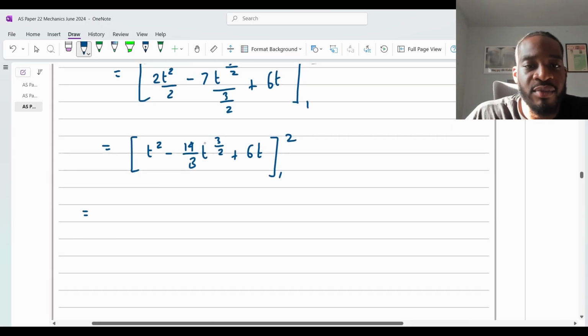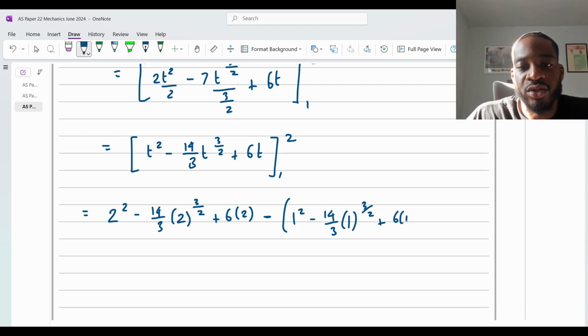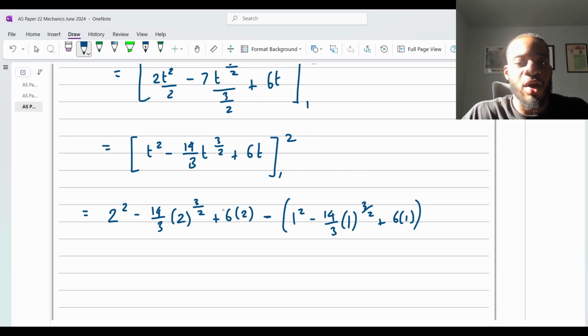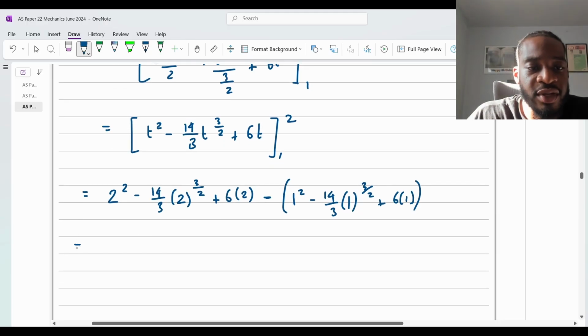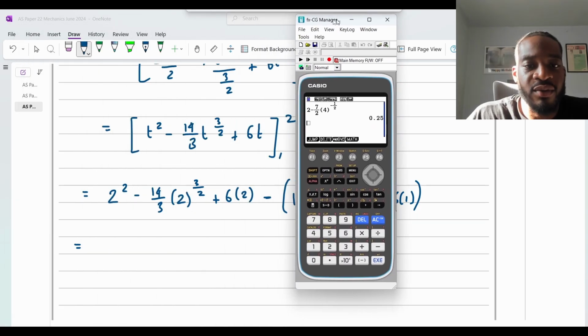So we're going to plug it in: it's going to be 2 squared minus 14 over 3 times 2 to the 3 over 2, and then plus 6 lots of 2. And then minus the lower limit, which is going to be 1 squared minus 14 over 3 times 1 to the 3 over 2 plus 6 lots of 1. Okay, so let's work that out and see what we get. If I put this into the calculator directly, hopefully I can just evaluate it and then work it out.